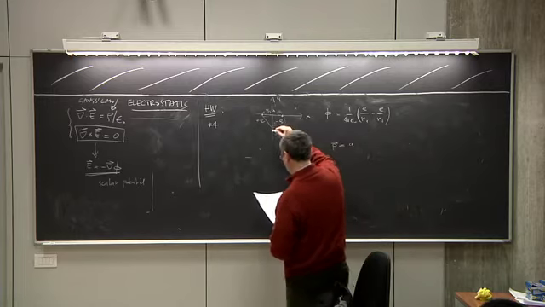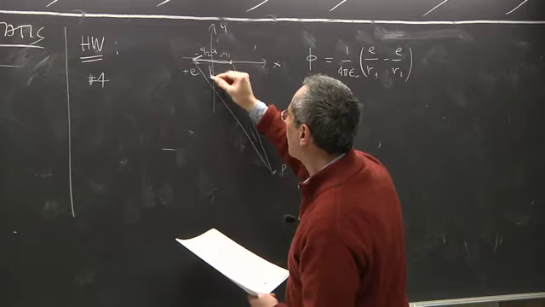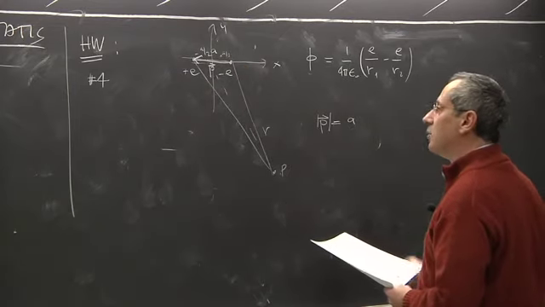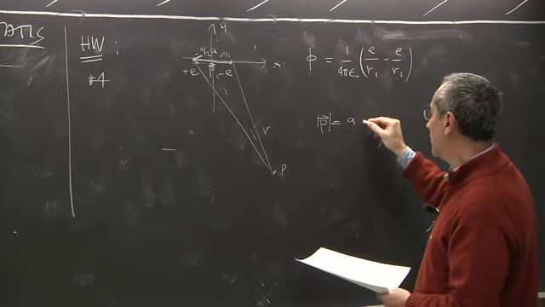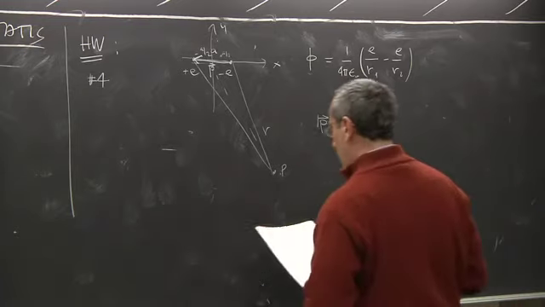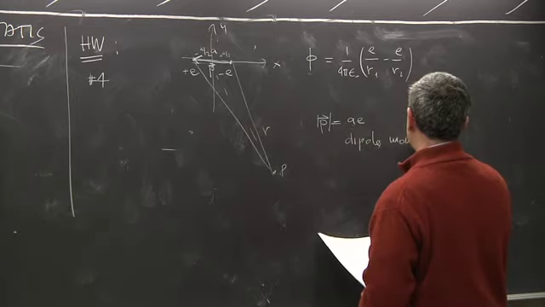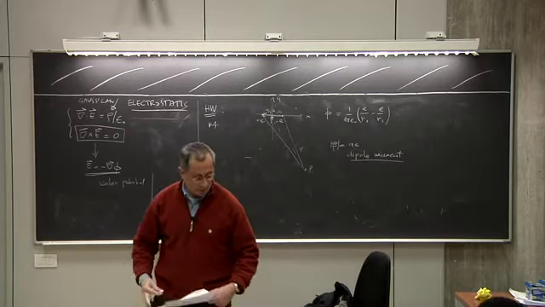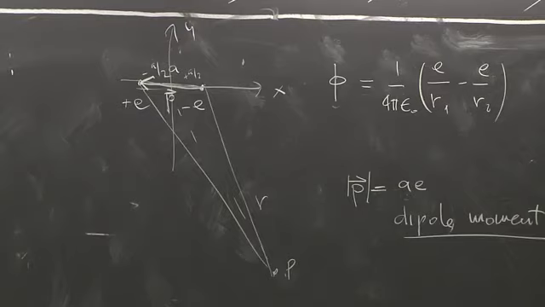a vector that points from minus to plus, so this way, and the absolute value is just E, the charge. This is called the dipole moment of this distribution of charges. It's a very important quantity. So this is an important exercise.